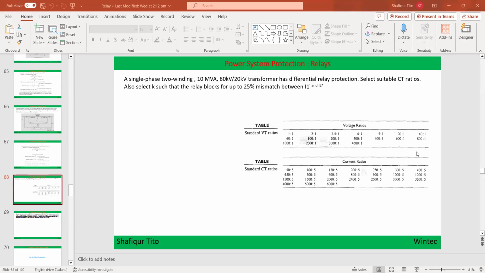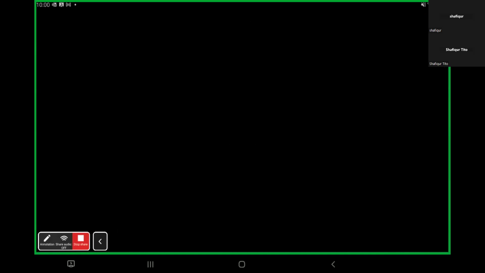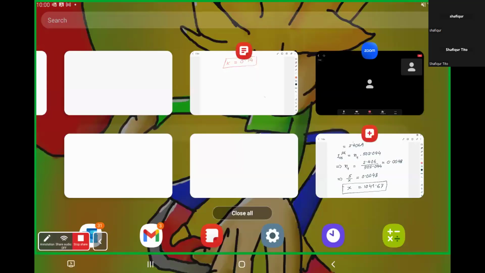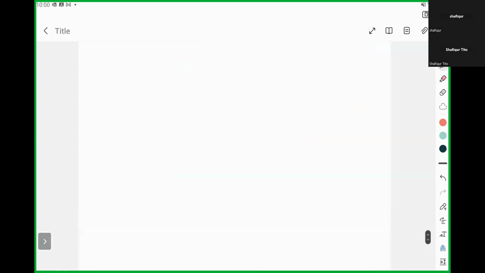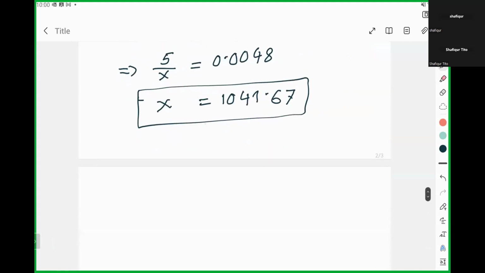So let us just stop sharing this table, and then we'll share the screen again, and we'll go back to our problem. So that means we cannot take this value from the standard table. We need to take the nearest value, that is equal to 1200. And now, this is the solution of this problem.